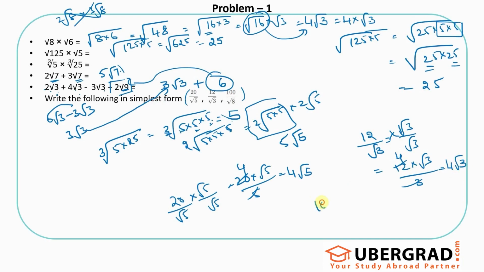And what about 100 by root 8? Multiply with root 8 by root 8. So root 8 into root 8 is 8. 100 into root 8 by 8. So I can do 4 twos are 8, 4 twenty-fives are 100. This is still not the simplest form.